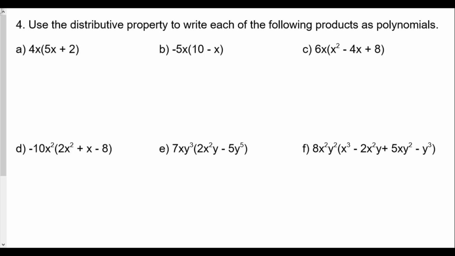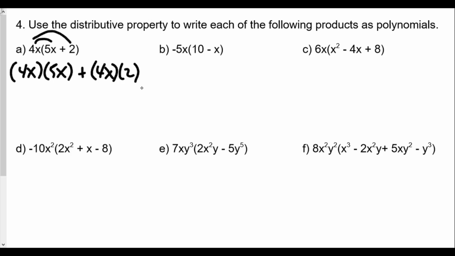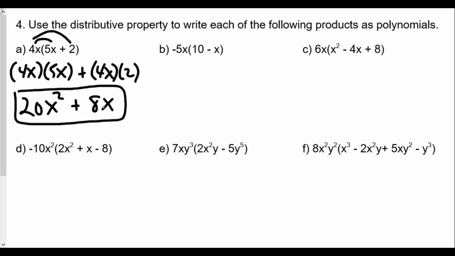So question 4: use the distributive property to write each of the following products as polynomials. With the distributive property, we're going to just do the rainbow thing. So we have 4x times 5x, plus 4x times 2. The 4 times 5, we can group together to get 20. X times x is x squared, plus 4x times 2 is 8x. So this is our first product.